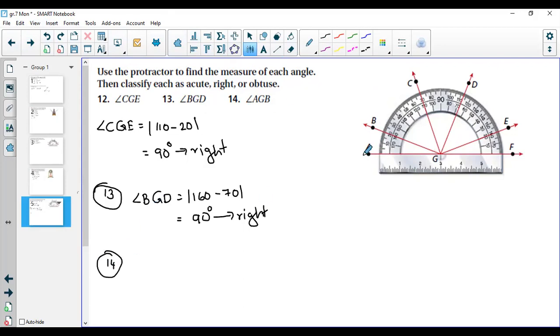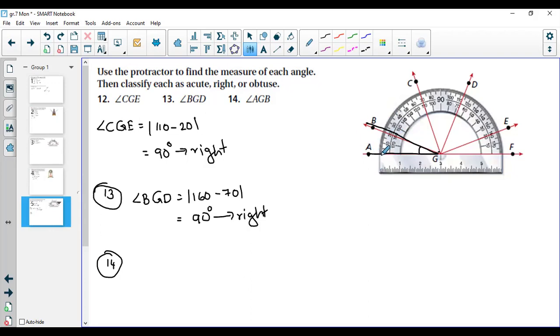AGB, angle A, G, and B. So they want you to find this angle. Well, it's not a good idea to draw bare hand AGB. So they want you to find this angle. So always ask the two questions for yourself. Which are the two hands? Hand A and hand B. Is any one hand on 0? Yes, hand A is on 0. So where is hand B pointing to?